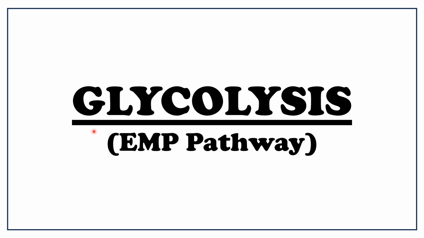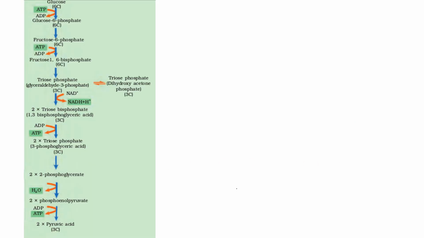Today's video is about glycolysis or EMP pathway. So this is the glycolysis pathway and we know glycolysis has a total of 10 steps. In today's video we will learn all these 10 steps in detail. So let's start. First is glucose. Glucose is the substrate through which the glycolysis cycle starts. Glucose is a 6 carbon compound.